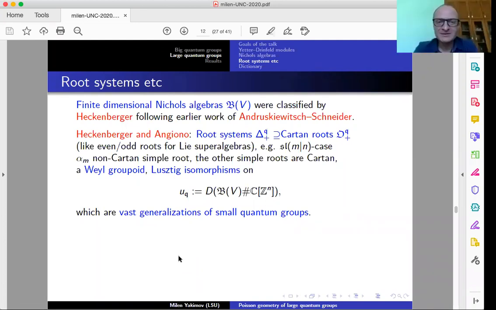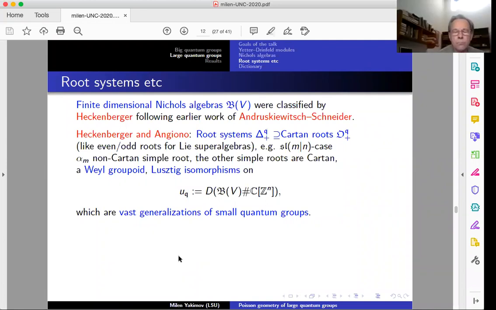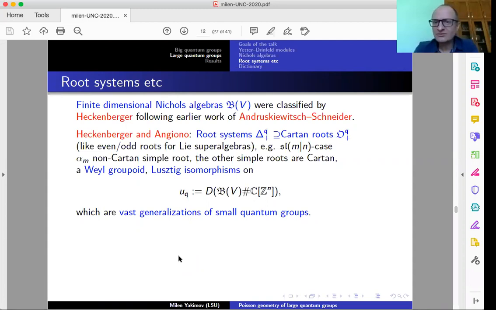Perfect. So the big question in the program of Andruskiewitsch and Schneider was for what Yetter-Drinfeld modules V the Nichols algebra B(V) is finite dimensional. And it was first solved by Andruskiewitsch and Schneider under some assumptions, which were fairly weak assumptions, but that was not in full generality, so under some mild assumptions. And then Heckenberger came up with a solution of this in full generality.